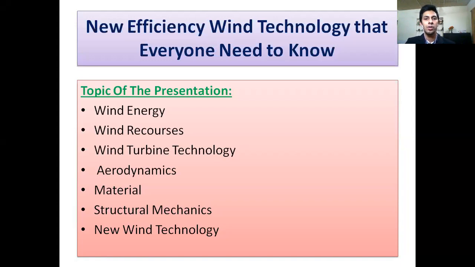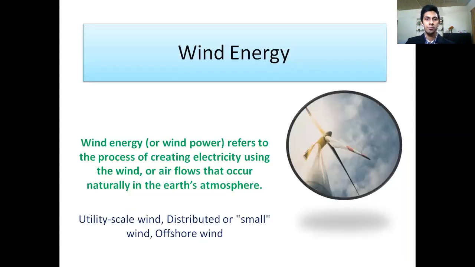Here are the topics of the presentation: wind energy, wind resources, wind turbine technology, aerodynamics, materials, structural mechanics, and new wind technology. Wind energy. Wind energy refers to the process of creating electricity using the wind, or air fluids that occur naturally in the Earth's atmosphere. Modern wind turbines are used to capture kinetic energy from the wind and generate electricity.